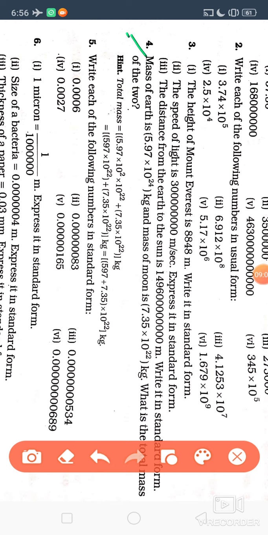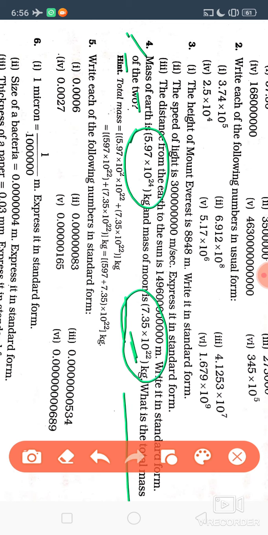Now we'll come to the question. Here it is, question number 4. Mass of the earth is 5.97 into 10 to the power 24 kg and mass of the moon is 7.35 into 10 to the power 22 kg. They are asking what is the total mass of the two. Total mass of the two means mass of the earth and mass of the moon, so we have to add 5.97 into 10 to the power 24 and 7.35 into 10 to the power 22.